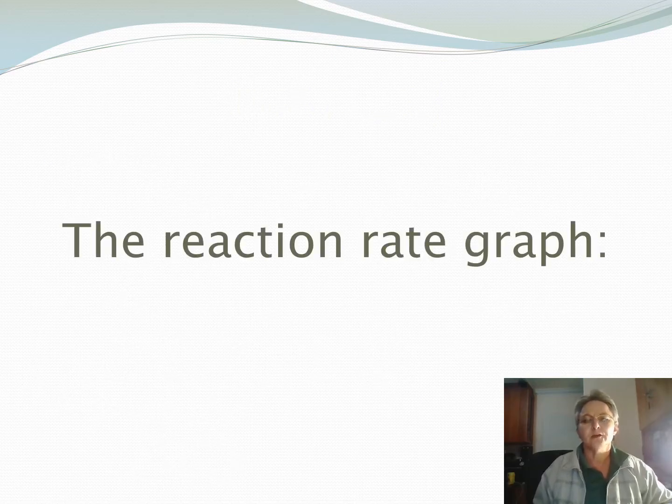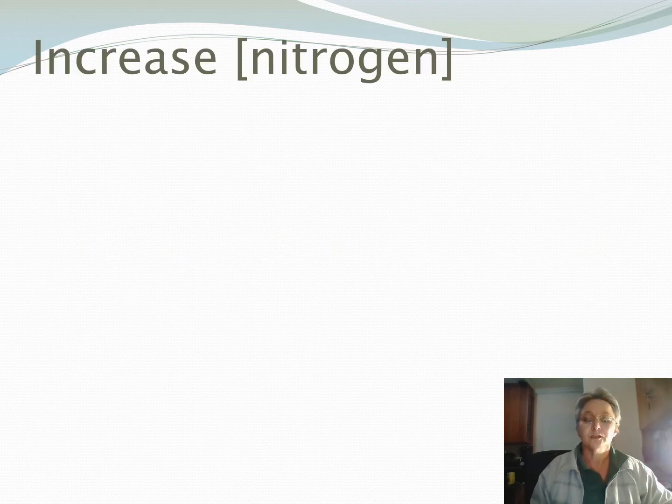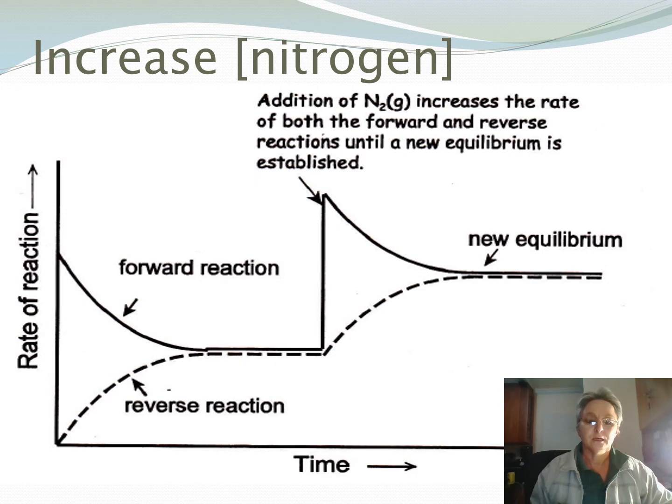Next, we need to look at the reaction rate graph. Now, please don't get a scare or a fright. I will explain it to you. So if we increase the nitrogen, now this part of the graph, the initial part of the graph, is when the reaction started initially, and after some time, the forward reaction rate will decrease and the reverse reaction rate will increase up to a point where we have dynamic chemical equilibrium.